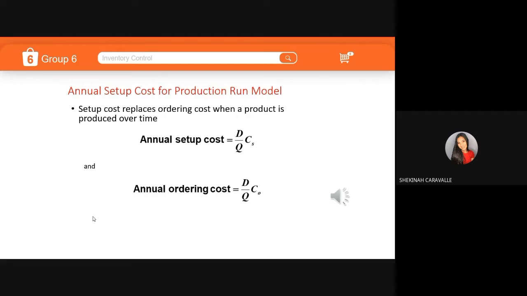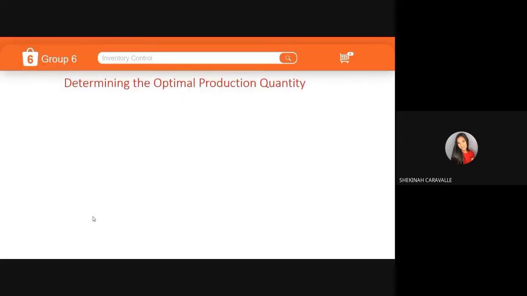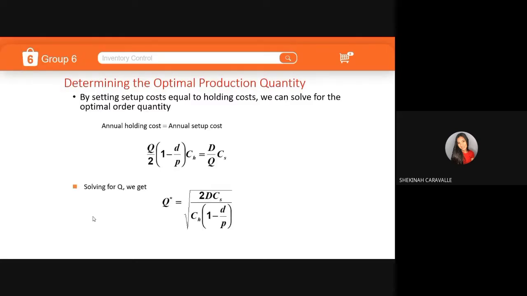And annual ordering cost is equal to demand over quantity multiplied by C sub O, or the order cost. In determining the optimal production quantity, by setting setup cost equal to holding cost, we can solve for the optimal order quantity through this equation. As you can see, this is the equation. Annual holding cost is equal to annual setup cost.